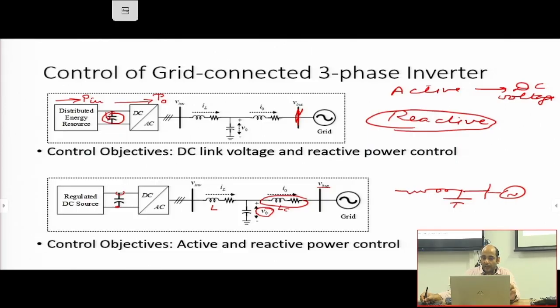Here you have an inverter output voltage V inverter. Now just think about the fundamental component, not the PWM component. You can write an equation for this RL pair. You know the KVL, KCL equation for an RL circuit, L di by dt.